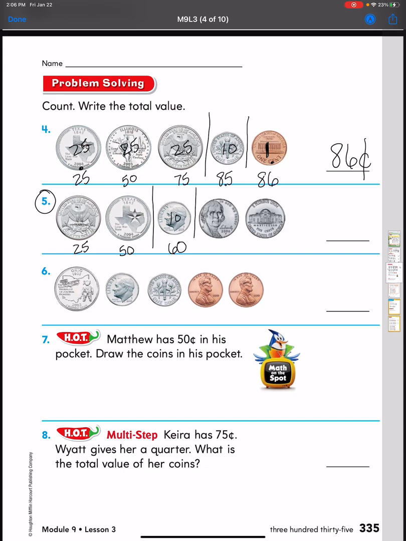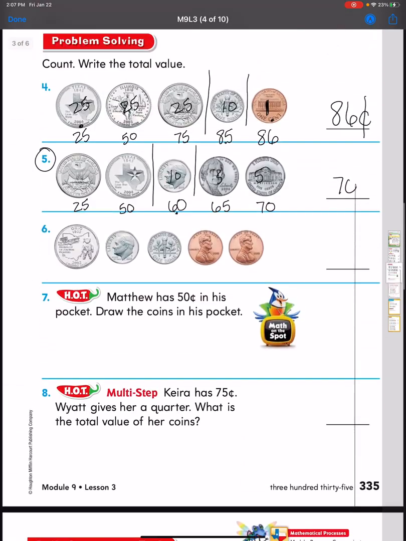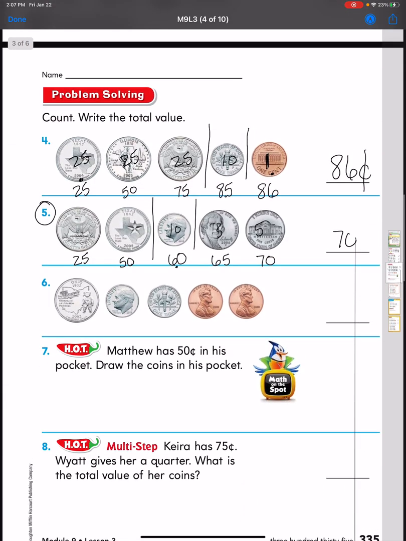And I'm going to stop counting by tens because now I have nickels, and nickels are fives. So I'm going to count by fives. So I had 60, and 5 more would be 65. 5 more would be 70. This group of coins is worth 70. Oops. Whew. It's worth 70 cents.